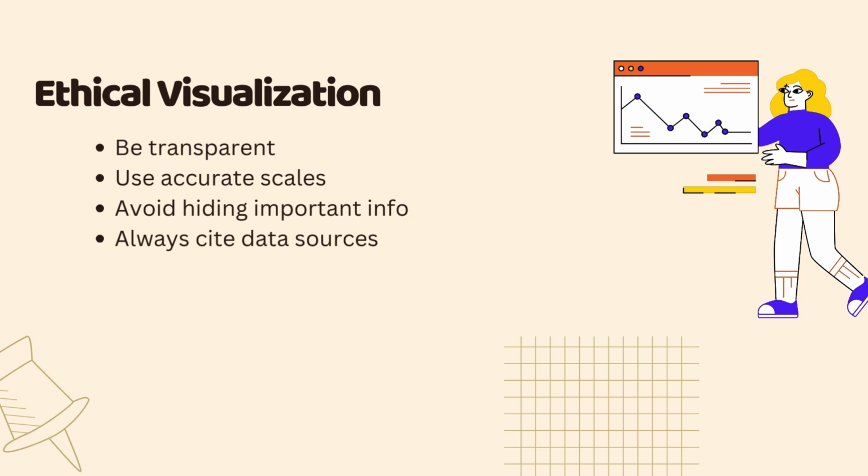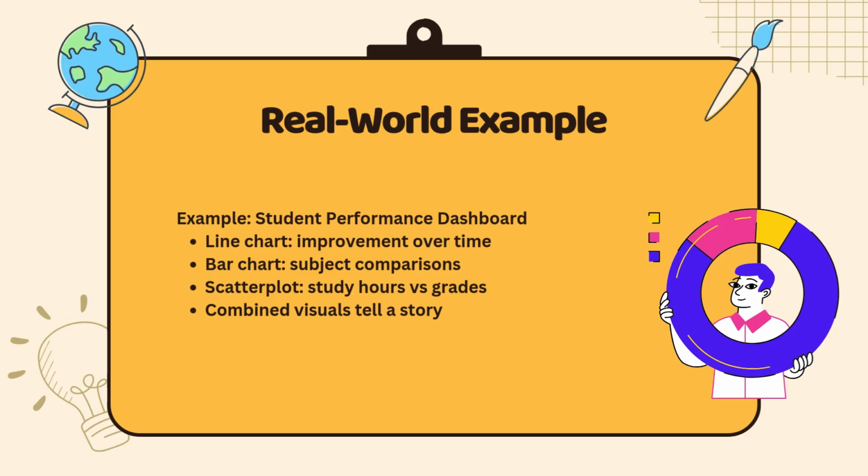Real-world example walkthrough. Imagine we analyze student performance across semesters. A line chart can show improvement, a bar chart can compare subjects, and a scatter plot can reveal relationships like study hours versus grades. Presenting these visuals together forms a clear and convincing story.